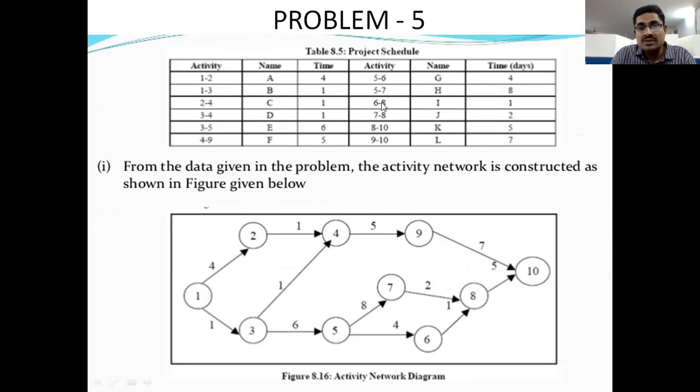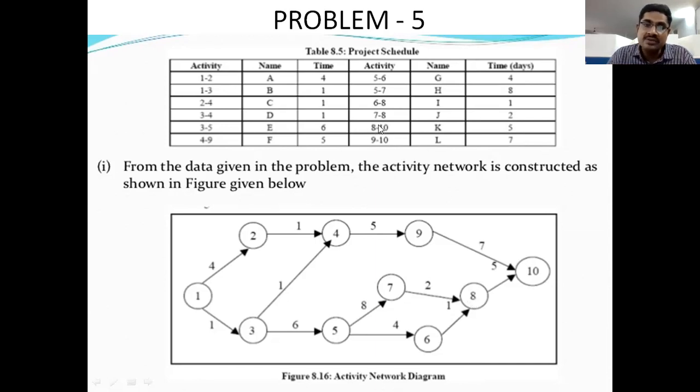With 6 to 8 completed, we need to draw 7 to 8 activity. Here we already have 7 and 8, from 6 to 8 and 5 to 7. These are the two activities, and we connect 7 and 8 by using this arrow key. Here 7 to 8 has 2 hours of time. Just put the 2 in the middle of the arrow. So 7 to 8 activity has 2 hours of time.